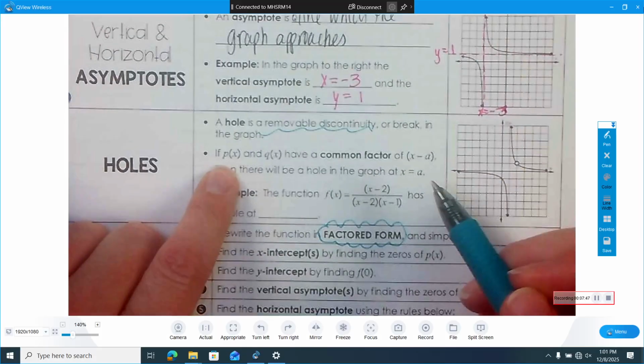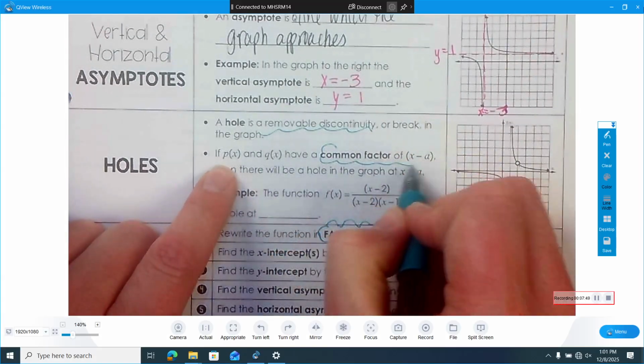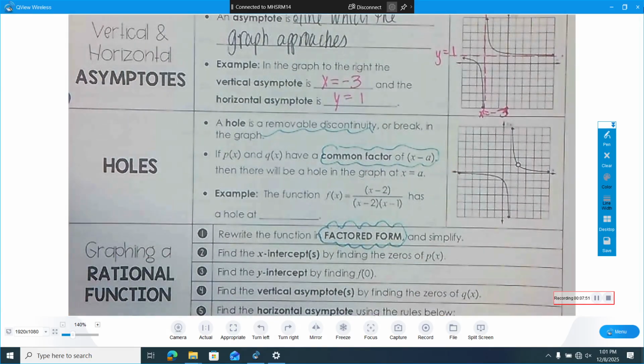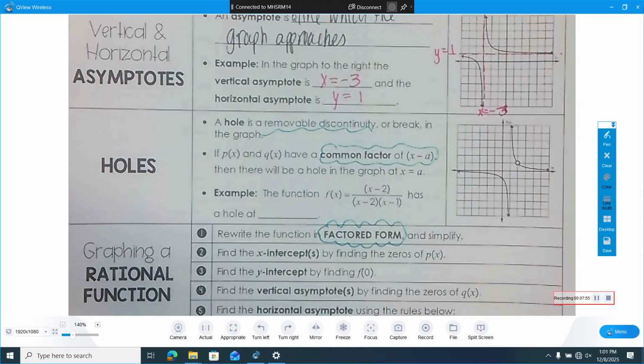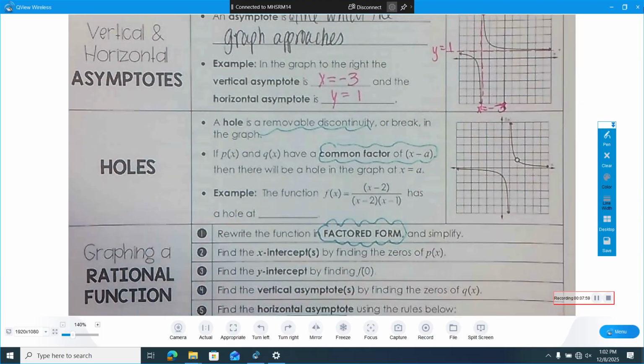And that happens when the numerator and denominator have a common factor. They have something on top and bottom. All right? And so when they have something in common, that causes that little hole to happen. And we can see everything looking at that.